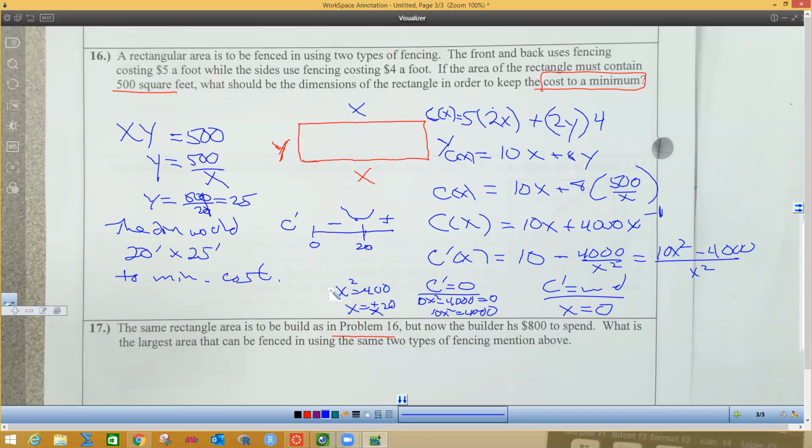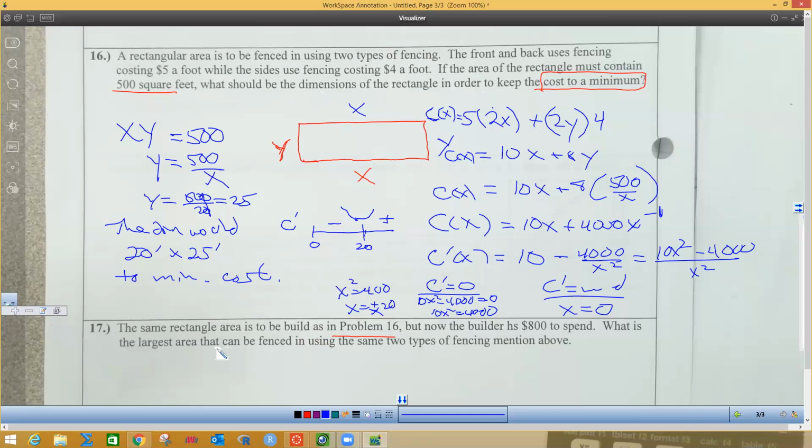And that's good enough. Now, if we wanted to find the minimum cost, we would stick in 20 and 25. You could put those into here, or you could just take the 20 and stick it into this one. Either one of these would be okay. But it didn't ask what is the minimum cost, right? It said, what should the dimensions be? And if it said justify, you would say, because C prime changes sign from negative to positive at x equals 20.